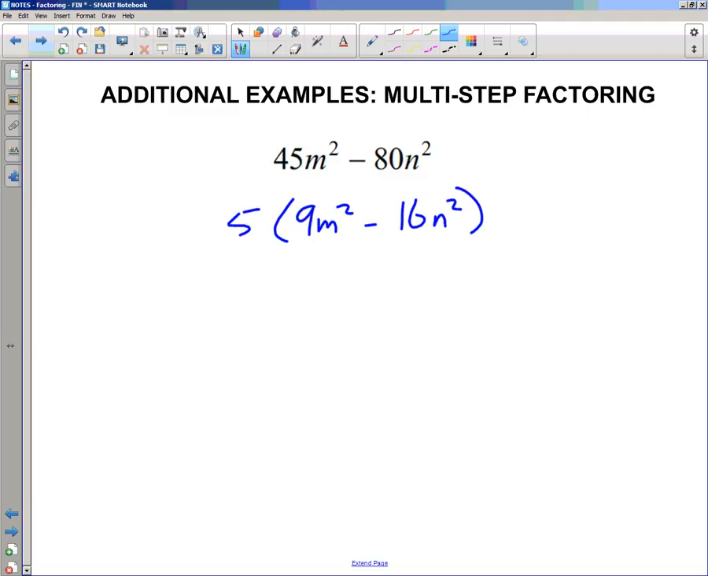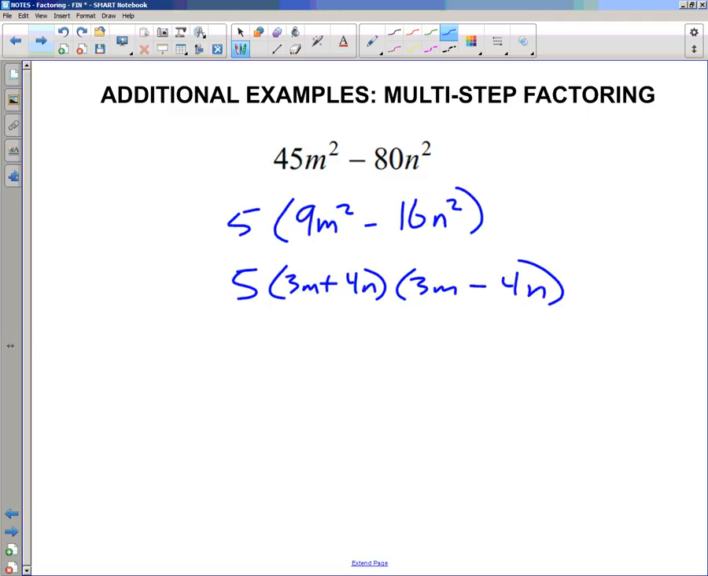So, okay, we pulled out the GCF. That's as big as we can get out in front there. 9n squared, 16n squared, those are both perfect squares. And we've got a subtraction in between them, so we can use a difference of squares here. We'll leave that 5 out in front and factor this down. We know that we're going to have one positive, one negative in there. We can get the 9n squared from 3n times 3n, and 16n squared from 4n times 4n.